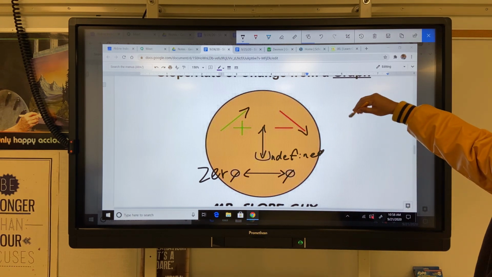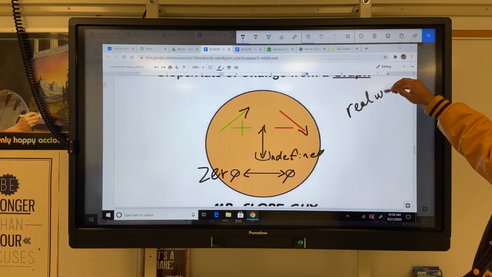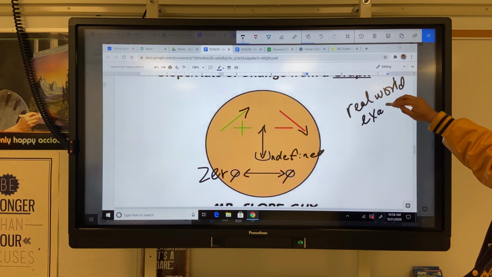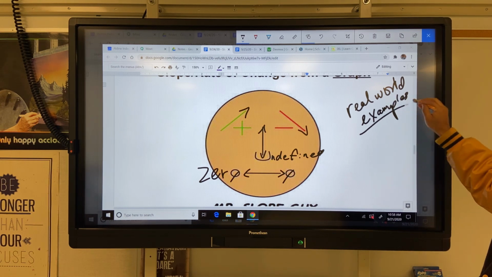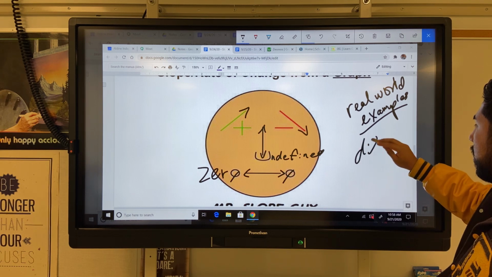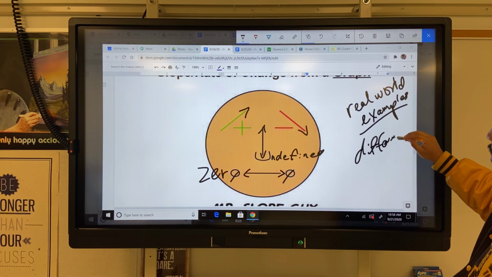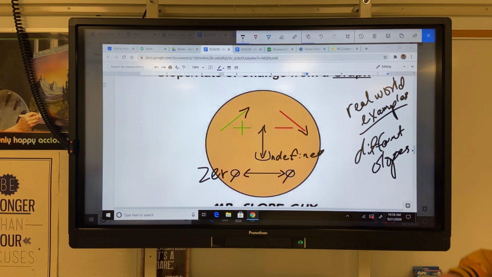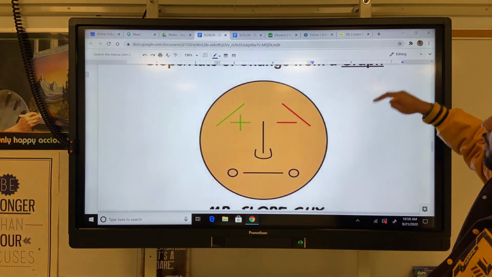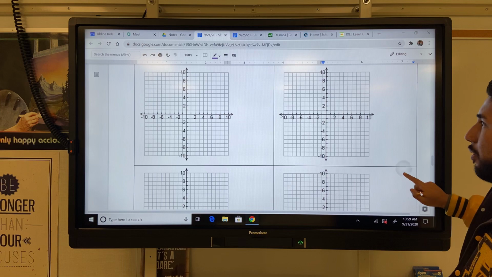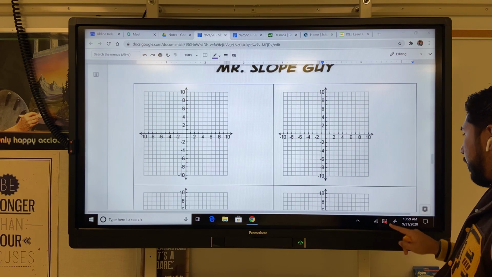Gonna do some graphs on it real quick. If you need to do real world examples, please do some research. I think your discussion question is talking about real world examples of different slopes. Handwriting is terrible, right? Different slopes. All right. Real quick, all we need to make sure is we know what each thing is looking like.